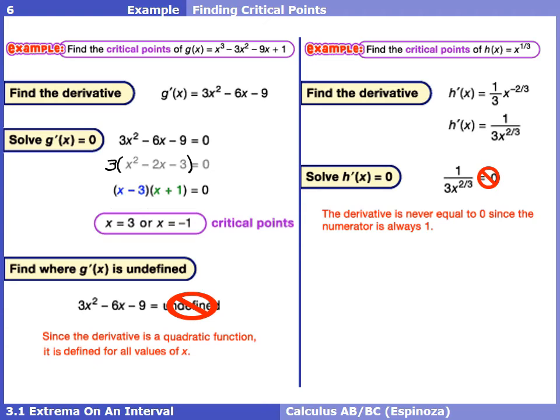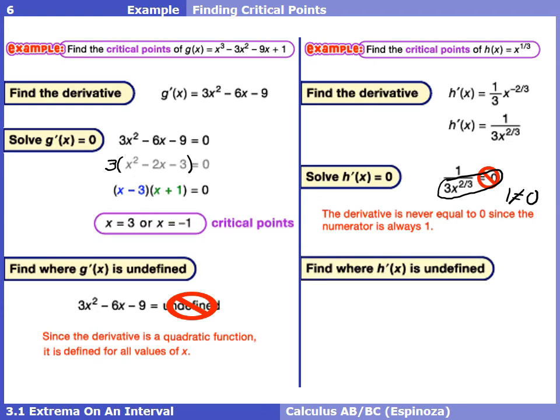It just won't work. There's nothing we can put in the bottom of this fraction so that when we divide 1 by it, we get 0. The other way you can look at this problem is if you take this bottom and cross multiply it, so to speak, with the 0, you'll get 1 equals 0, and of course that's not true. So you can look at this a couple different ways, but ultimately we don't get any answers from setting the derivative equal to 0, and that's okay.